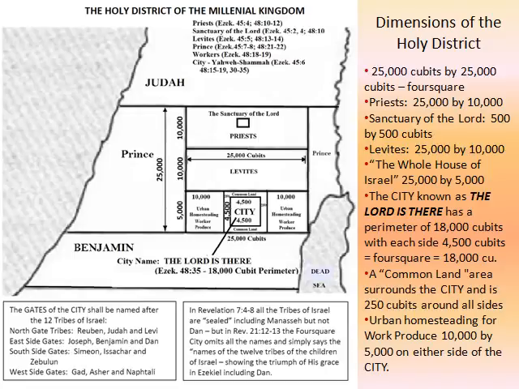A common land area on either side of the city is the area that surrounds the city and is 250 cubits around all sides. The urban homesteading for the work produce area is 10,000 by 5,000 on either side of the city. There are 2 areas on either side of the city area and its common area, each 10,000 by 5,000 cubits. Keep these numbers in mind. We will explain later on their prophetical significance.